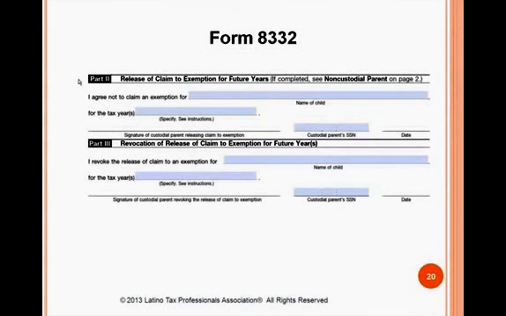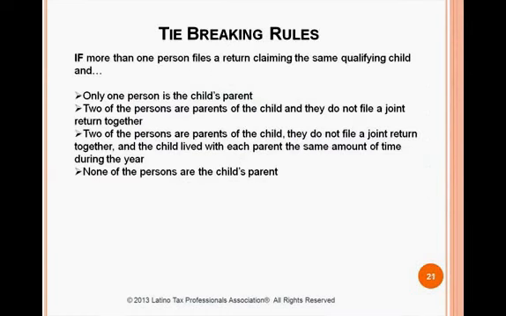Continuing on here, Form 8332, release of claim to exemption for future years or revocation of release of claim to exemption for years. Now, there are tie-breaking rules simply because the 5 tests that we spoke of earlier, if all the tests are equal, therefore, as an example, both people wanting to claim the dependent are the parents. That's the highest priority, is relationship. So if a parent and a grandparent are fighting over that, the parent has the greater right to claim that child as a dependent than the grandparent, strictly by relationship.